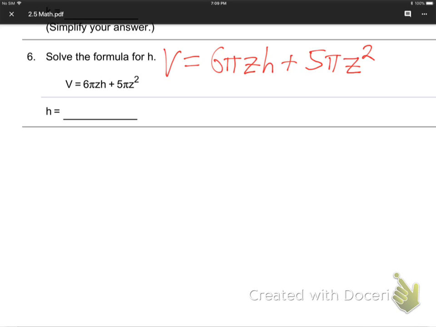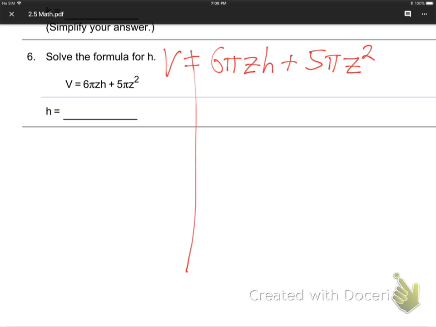So we're trying to solve for which letter? Which letter do they want from us? H. They want the H right there. So the H is saying, here's the wall. The H is saying, I want to be alone. So, what do we do?